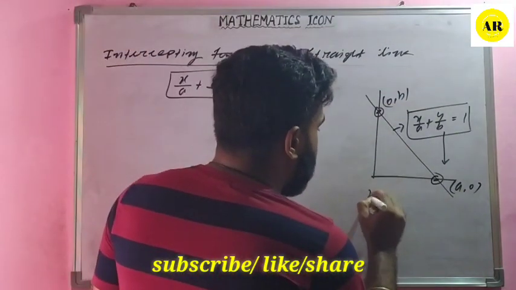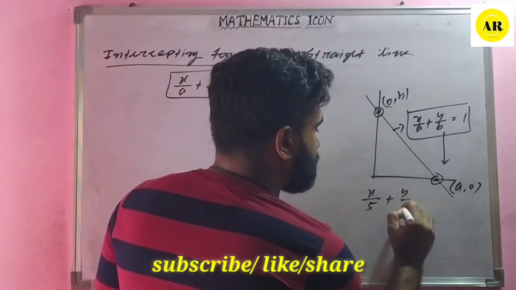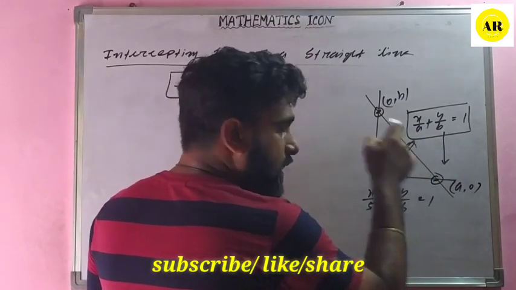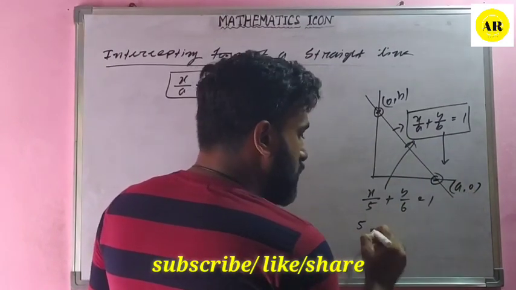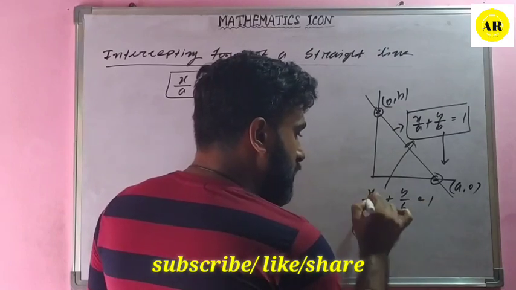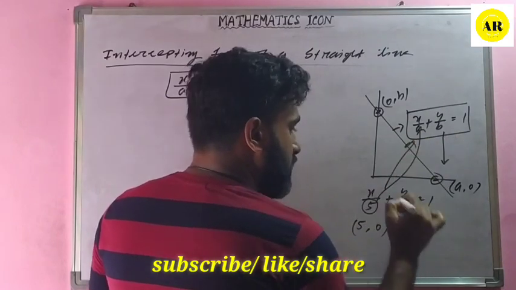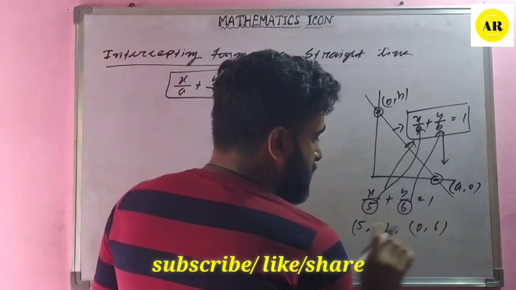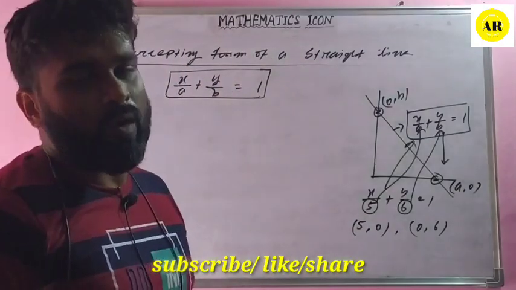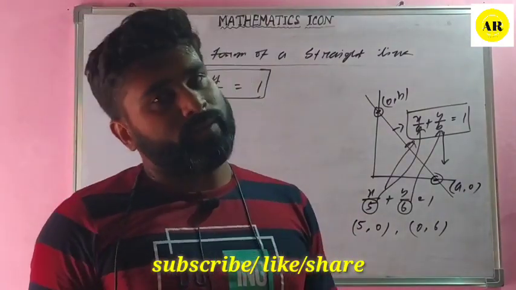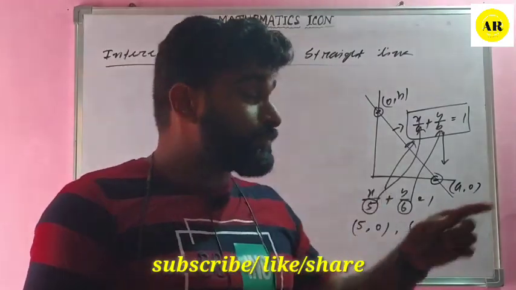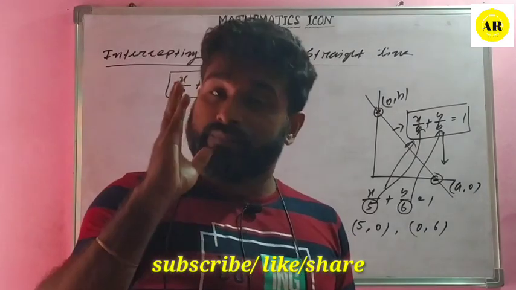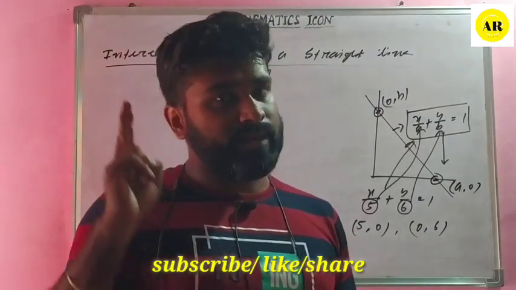For example, if you take this straight line, as you can see, then the coordinates will be a comma 0, that means 5 comma 0, because the value of a is 5, and the value of b is 6. So that means 0 comma 6. These are the two intersecting points on the x-axis and y-axis. So the intercepting form of a straight line will be used when a straight line cuts the x-axis and y-axis respectively.